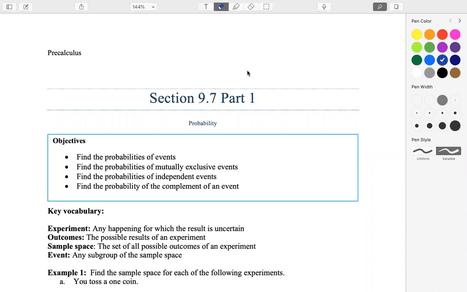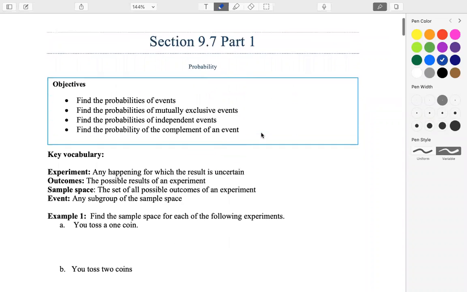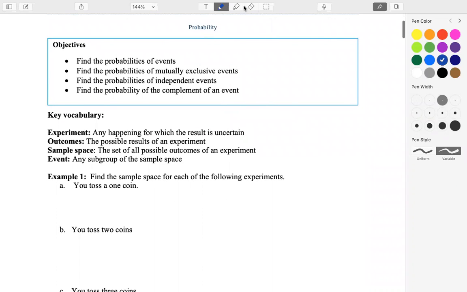All right, this is section 9.7, part 1, and we're going to talk about probability. Some key vocabulary that we need to really understand.